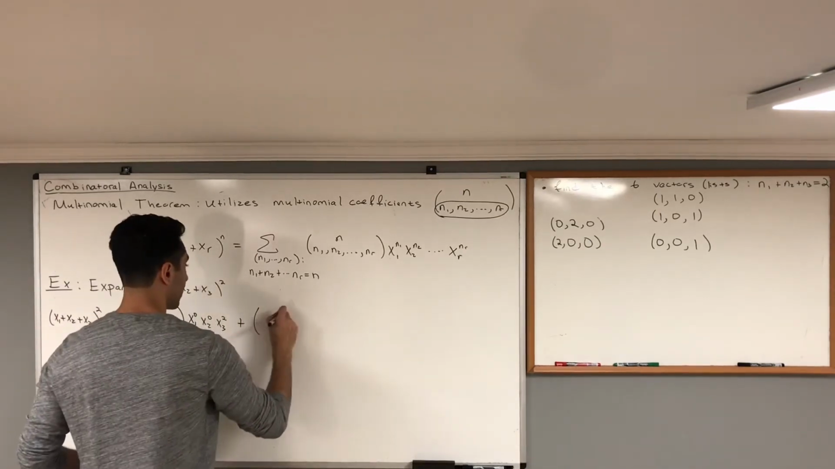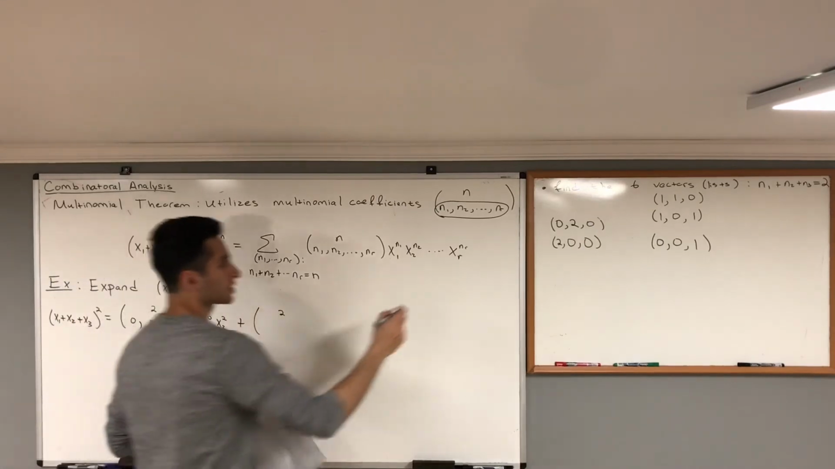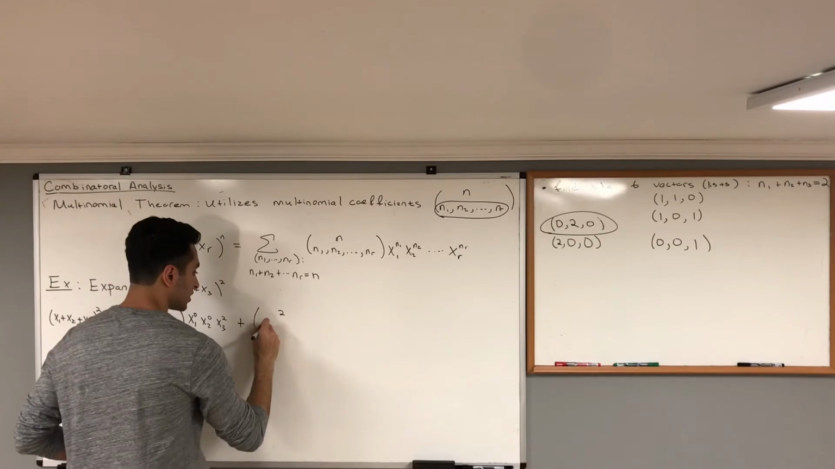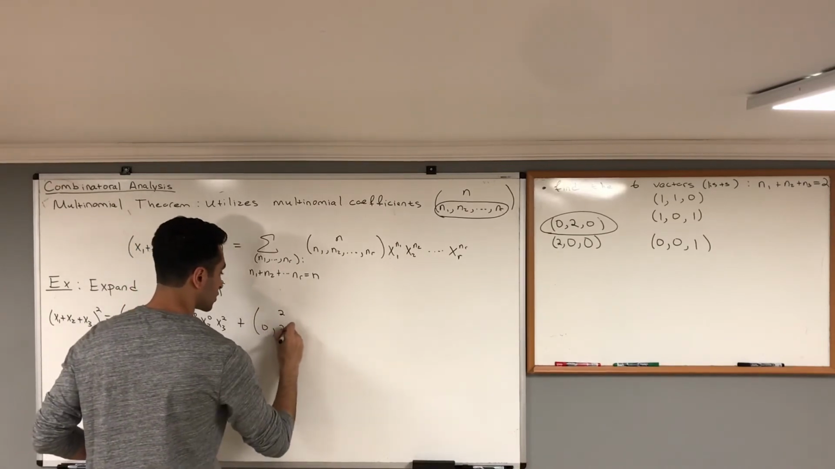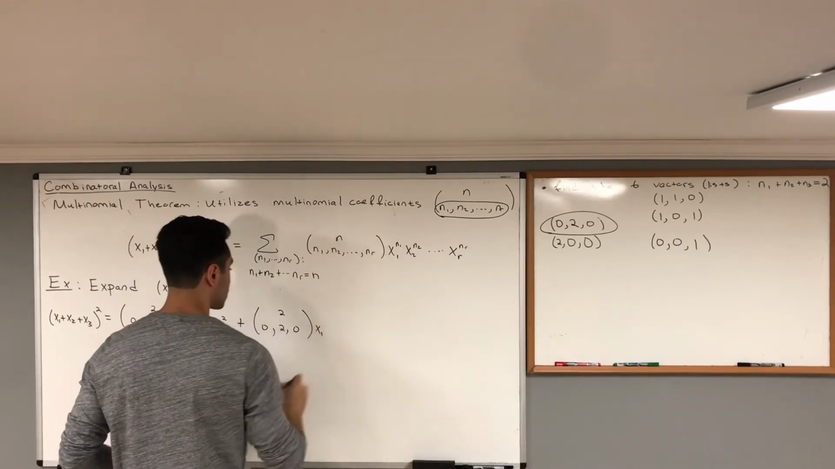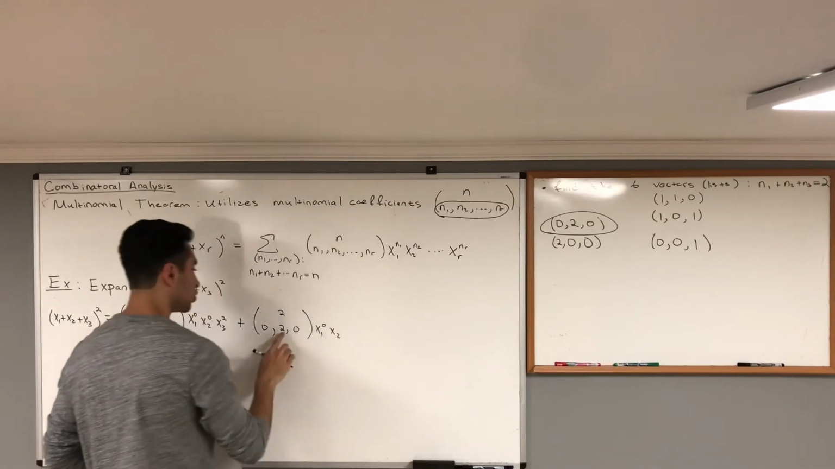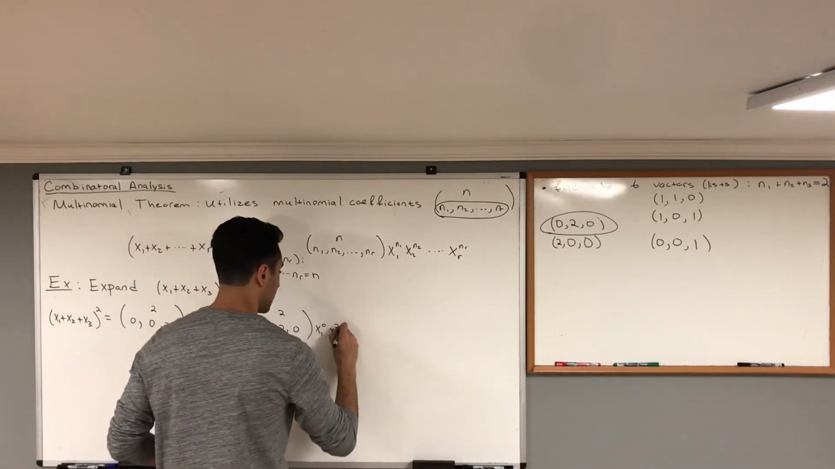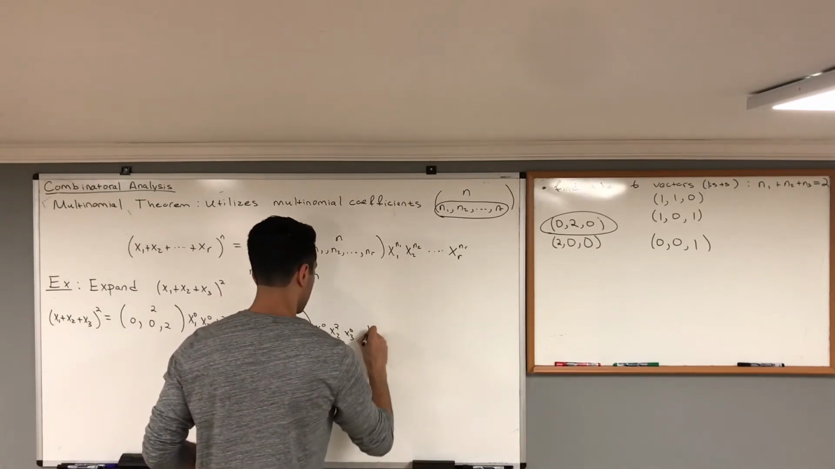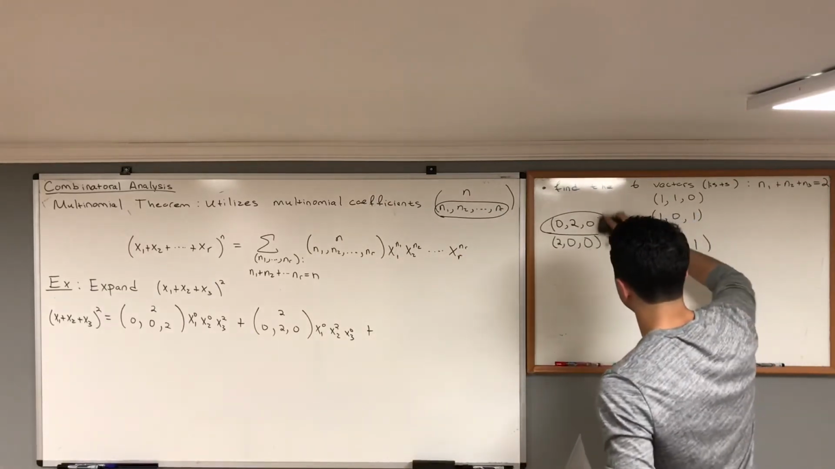Okay, so I still have my same n, right? It's always 2. But now I'm going to be summing over this new list, or this new vector, where n1 equals 0, n2 equals 2, and n3 equals 0. And then you have to multiply by x1 to the n1 power, which is 0, x2 to the n2 power, which is 2, and then times x3 to the 0th power. Plus the new multinomial coefficient that utilizes this list. So let me erase this one.